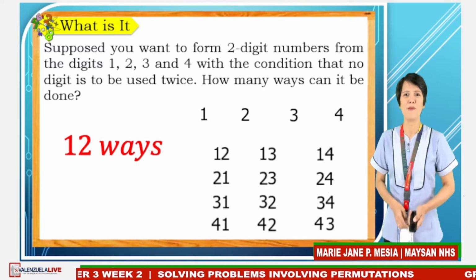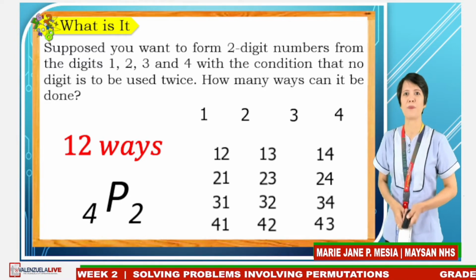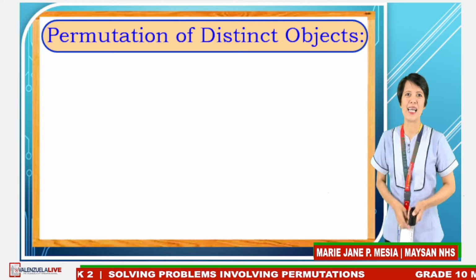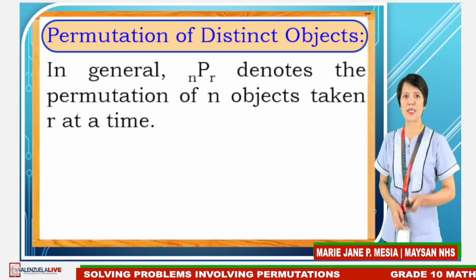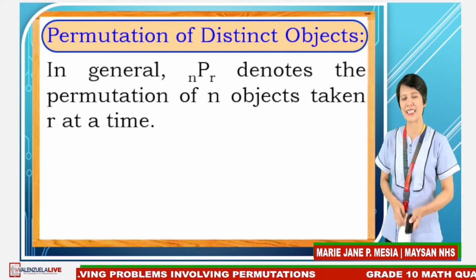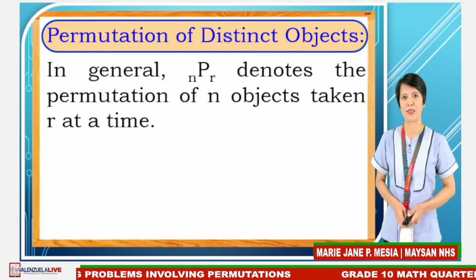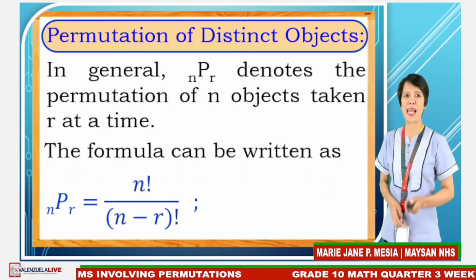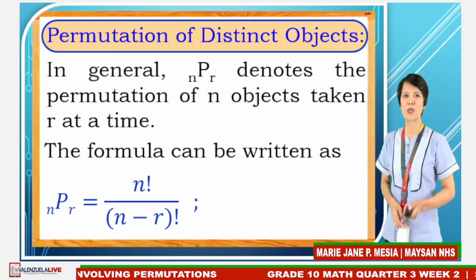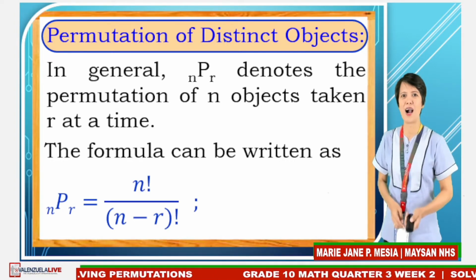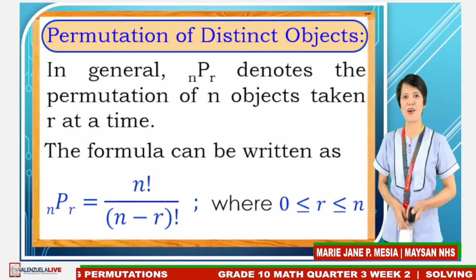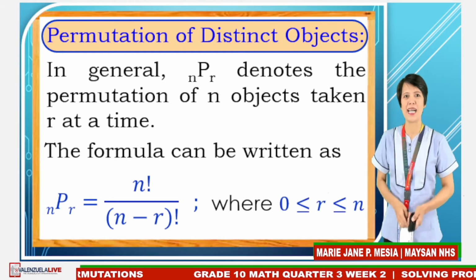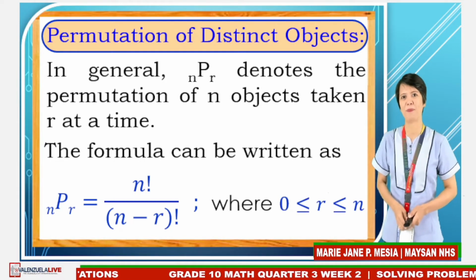So this situation can be translated as permutation of 4 objects taken 2 at a time. In symbol, 4 permute 2. In general, n permute r denotes the permutation of n things taken r at a time. The formula can be written as n permute r is equal to n factorial divided by the quantity of n minus r factorial, where 0 is less than or equal to r is less than or equal to n.